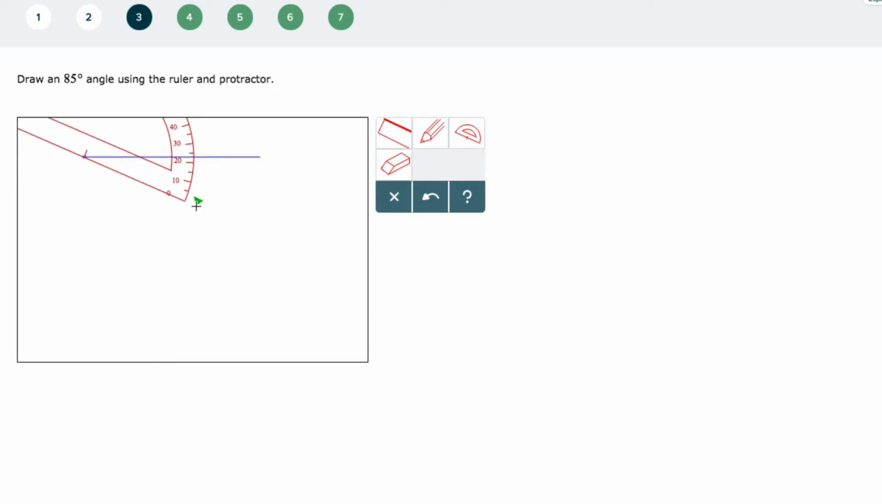What I like to do is just move the protractor until we get to 85 degrees and then lock it in there by clicking. Then get the pencil and just use the other side of the protractor as a straight edge. And that gives me my angle. So right there's an 85-degree angle.